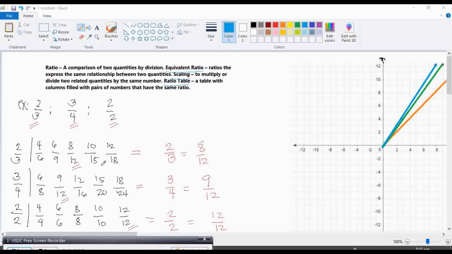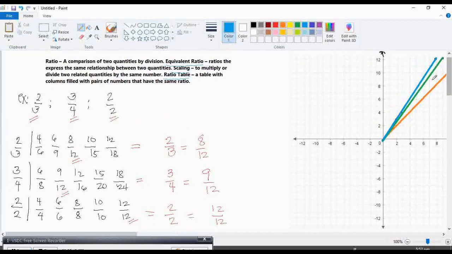Ratio. A comparison of two quantities by division. Equivalent ratio. Ratios that express the same relationship between two quantities. Scaling. To multiply or to divide two related quantities by the same number. Ratio table. A table with columns filled with pairs of numbers that have the same ratio.